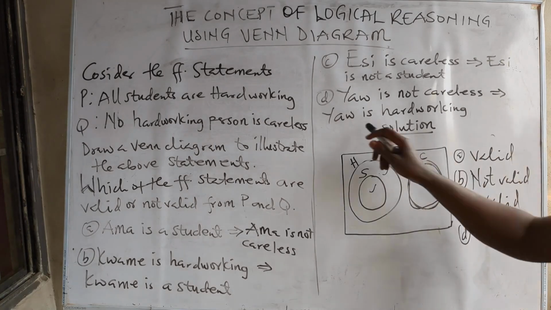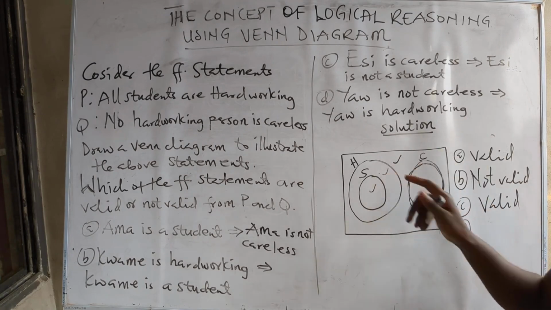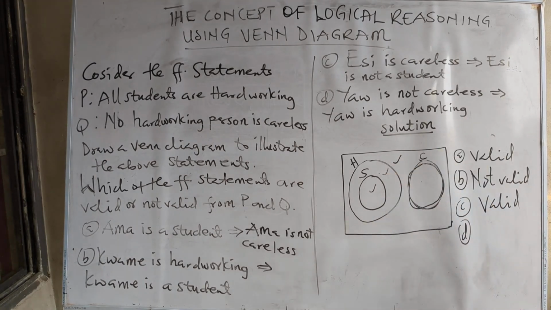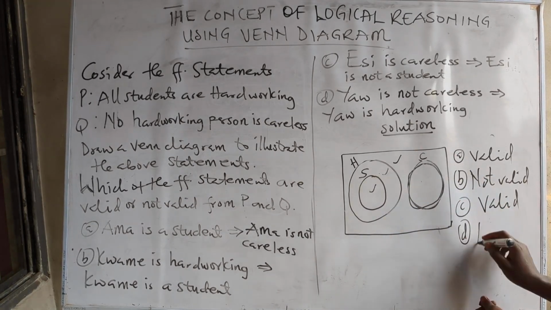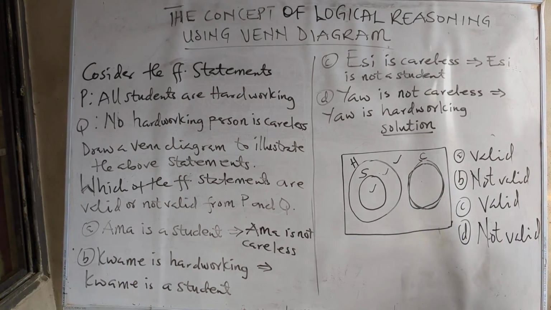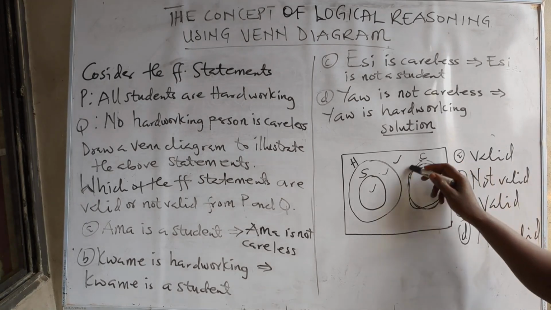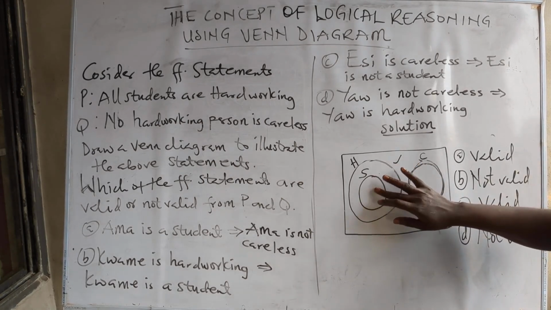Yes, so Yao is hardworking. If Yao is not careless, it doesn't necessarily mean that he's hardworking. We cannot conclude that since Yao is not here, then he's here. So it's not valid. It's not a general conclusion that, oh, therefore Yao is not careless, so Yao is hardworking. No, it is not a general conclusion like that.